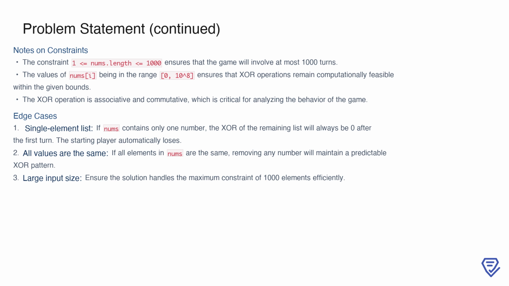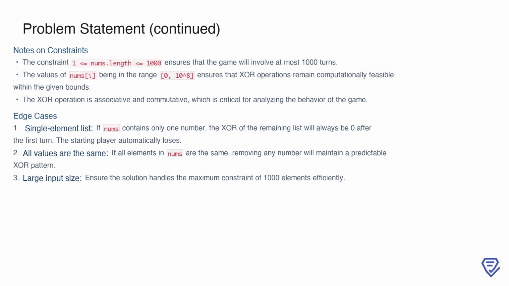The constraints for this problem are important to understand. The maximum list size of 1000 ensures that the game involves a manageable number of turns, while the range of values for nums[i] ensures that XOR computations remain efficient. Additionally, the XOR operation's associative and commutative properties play a key role in analyzing the game's behavior.